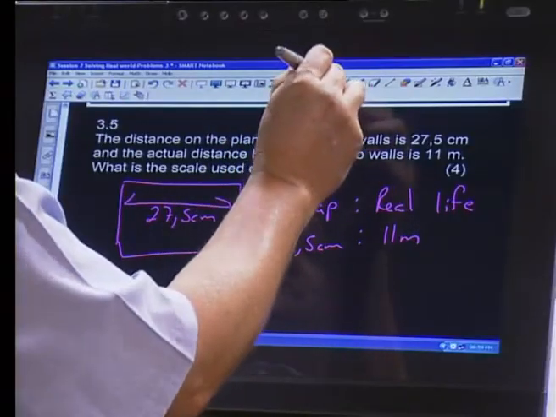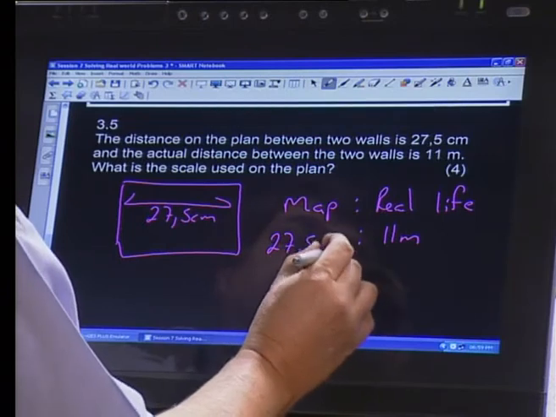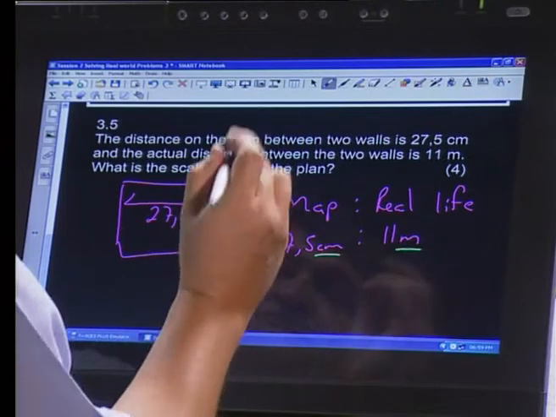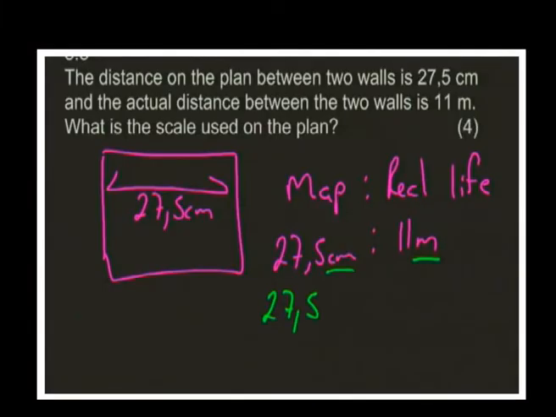Now, do you remember earlier I said to you that one of the rules that we just got to learn is that we always work in the same unit. If we look at this question, I have different units here. I have centimeters and I have meters. I've got to get them to the same unit. So I'm going to say 27.5 centimeters is the same as, how many centimeters in a meter? 100. So I'm going to add 2 zeros. So 27.5 centimeters on the map is the same as 1100 centimeters in real life.